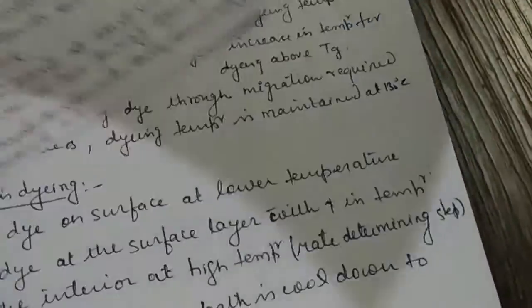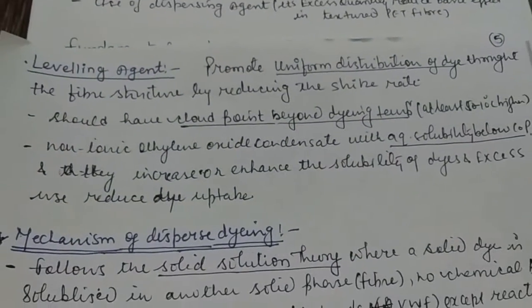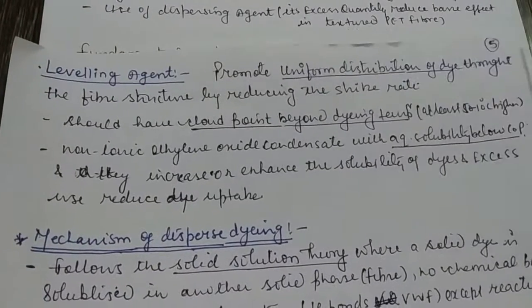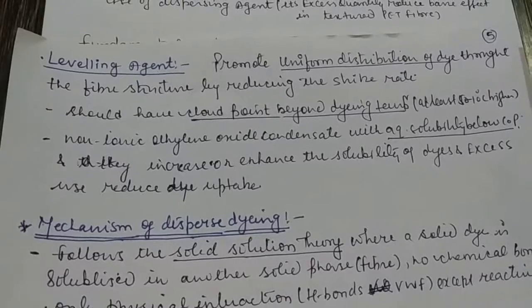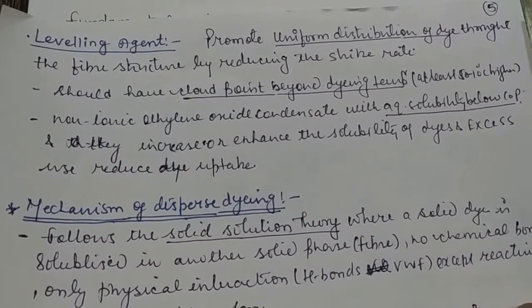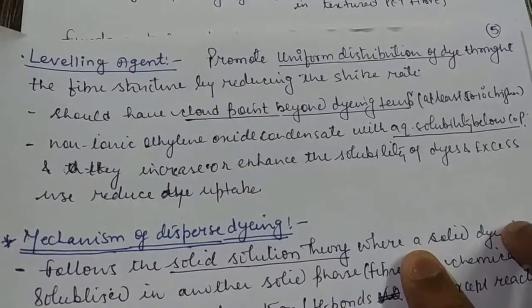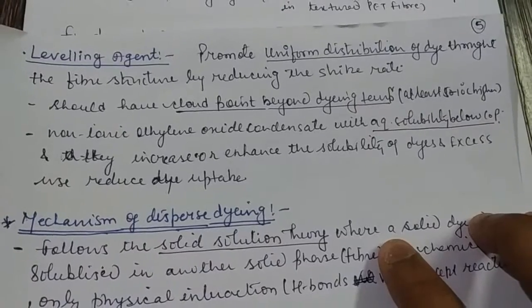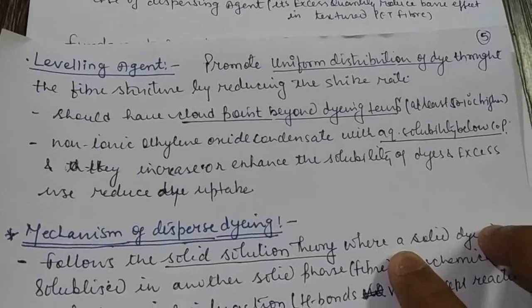Along with dispersing agent, we use leveling agent in dispersed dyeing. Leveling agents promote uniform distribution of dye throughout the fiber structure by reducing the strike rates. Leveling agents should have cloud point beyond the dyeing temperature, as same we discussed for dispersing agent, that the cloud point should be higher than the dyeing temperature. Leveling agents are generally non-ionic in nature, ethylene oxide condensate with aqueous solubility below cloud points, and they enhance the solubility of dyes and excess use reduce dye uptake. If you use leveling agent in excess quantity, then they may work as a retarding agent. It means excess use of leveling agent decrease the dye uptake.